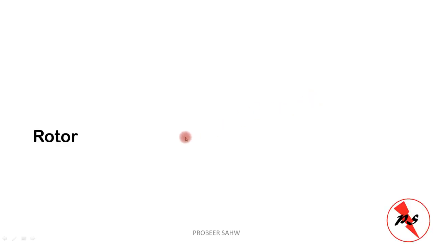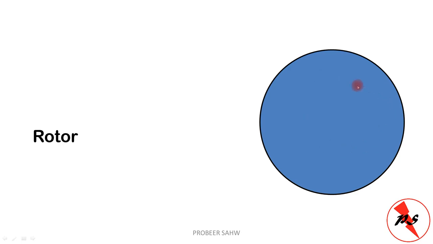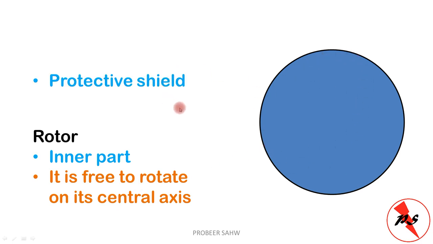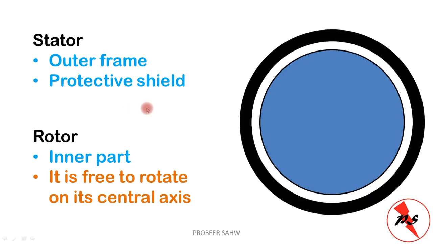In DC machines, we have a rotor which is like this. This is the front cross-sectional view of the rotor, and it is free to rotate on its central axis. And this is the inner part of the machine. To protect this inner part of the machine, we should have a protective shield and an outer frame. This part of the machine is now called a stator, and as the name suggests, the stator is stationary. So this is the stationary part, stator, which is the outer part of the DC machine, and this is the inner part of the DC machine, which is rotor, and it is free to rotate on its central axis.